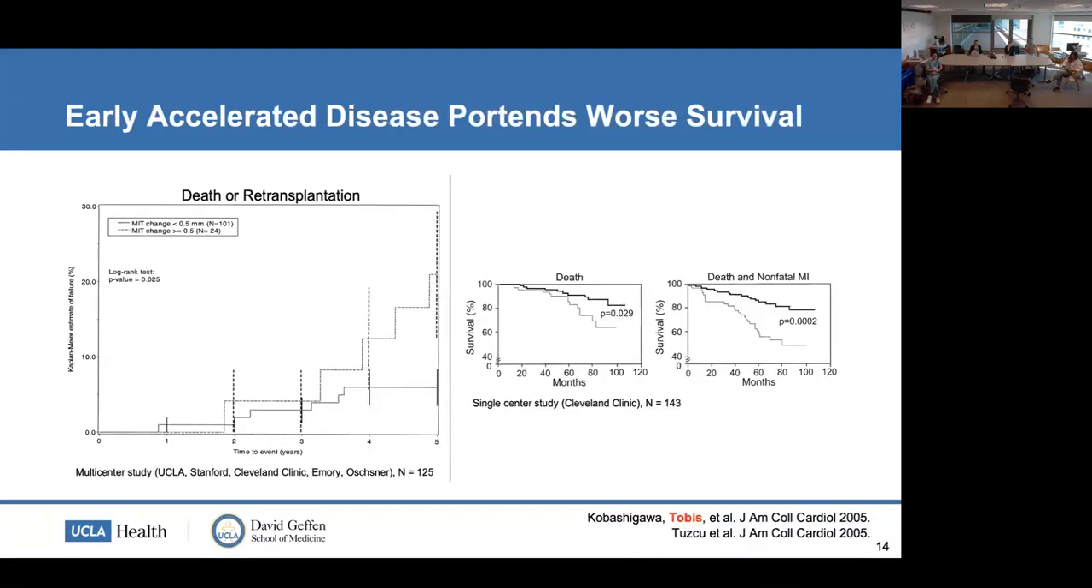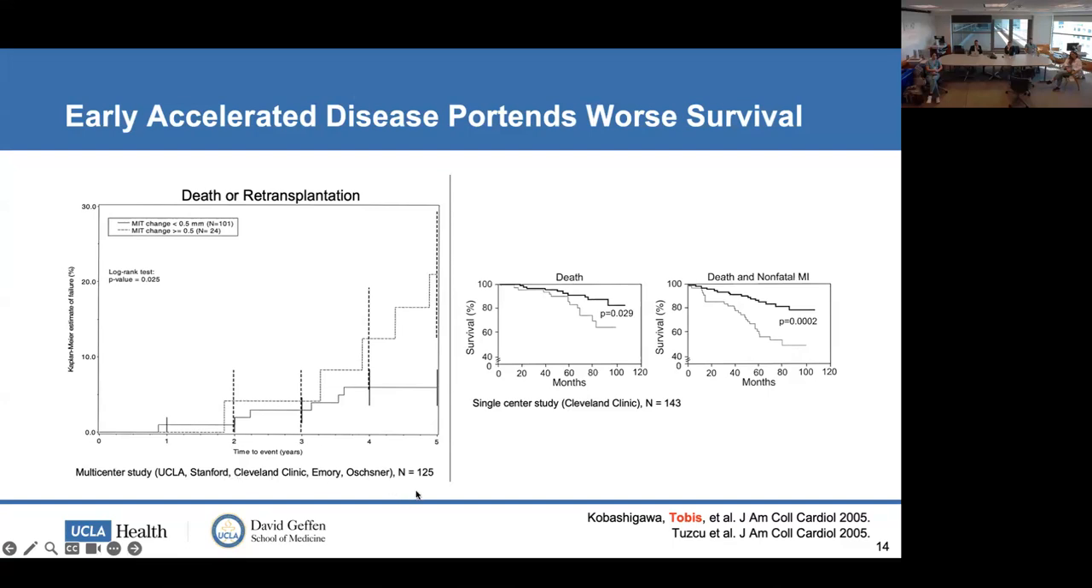So what do we know about early disease? Well, we know, and some of the seminal work was done here at UCLA, that early accelerated disease portends worse survival. So the study here on the left was a multi-center study out of UCLA that was led by Dr. Tobis and Dr. Kobashigawa, with Stanford, Cleveland Clinic, Emory, and Ochsner.